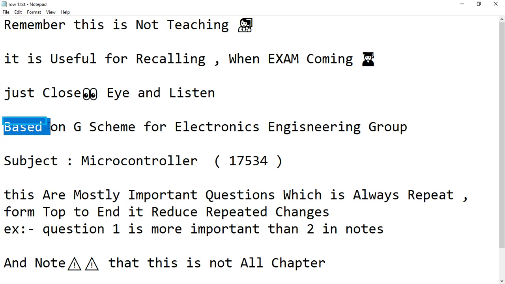Based on the selected MSBTE CAP G, subject Microcontroller, 17534. These are mostly important questions which always repeat. From top to end, it reduces repeated changes. Question 1 is more important than 2 in the notes, and note the warning sign that this is not the whole chapter.